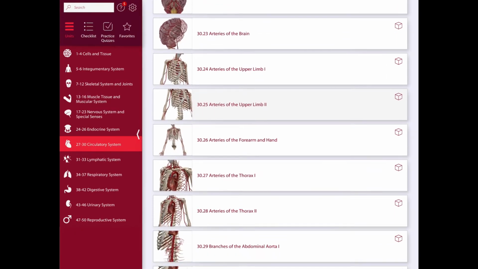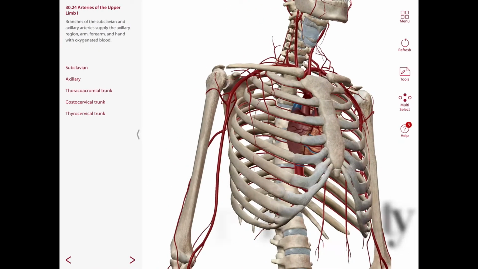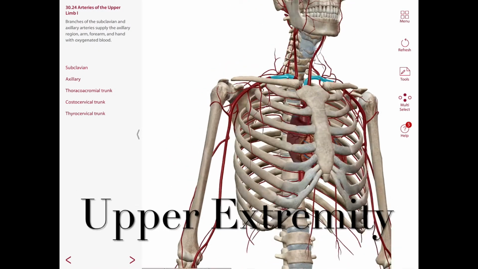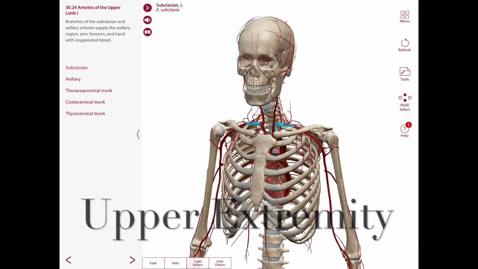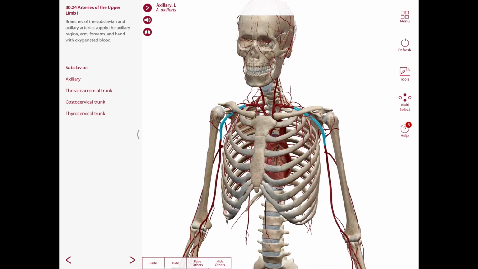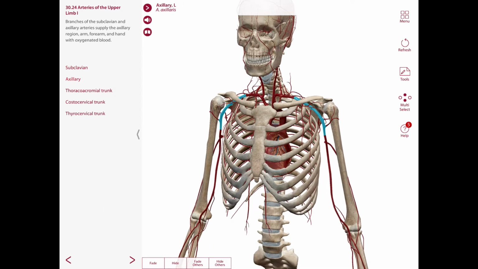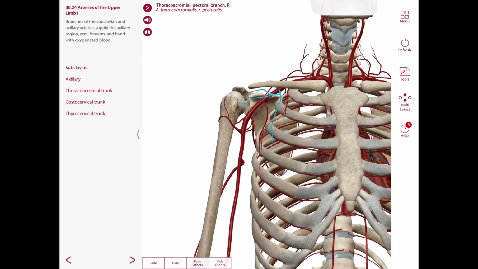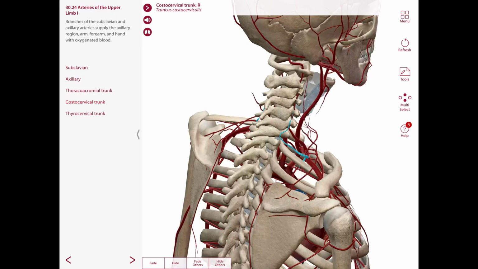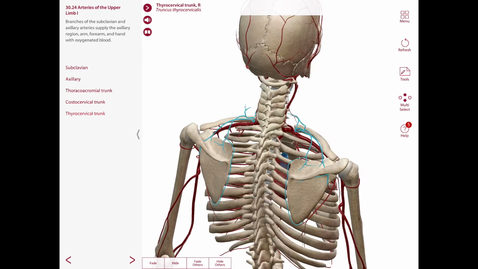Now let's discuss the arteries of the upper extremity. So here these arteries will come from the subclavian artery, which eventually will branch into an axillary artery, and will give you other branches such as the thoracoacromial trunk, costocervical trunk, and thyrocervical trunk.